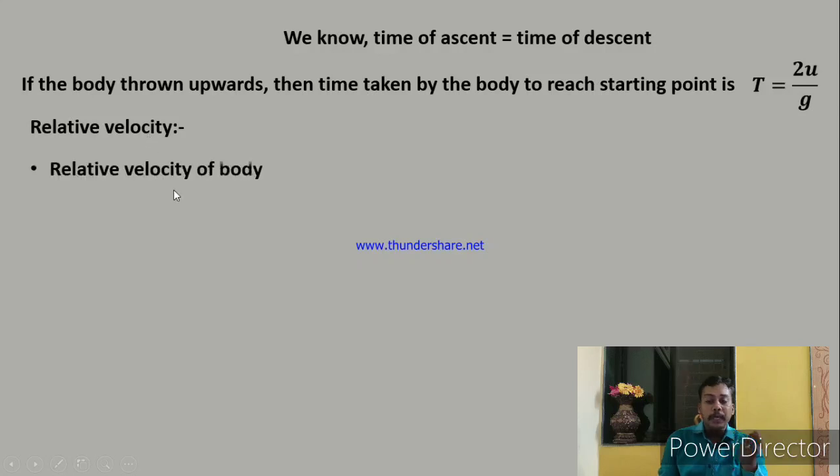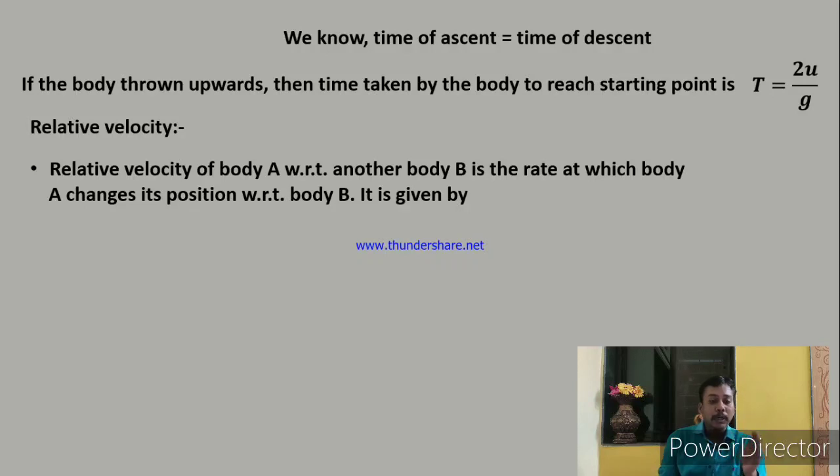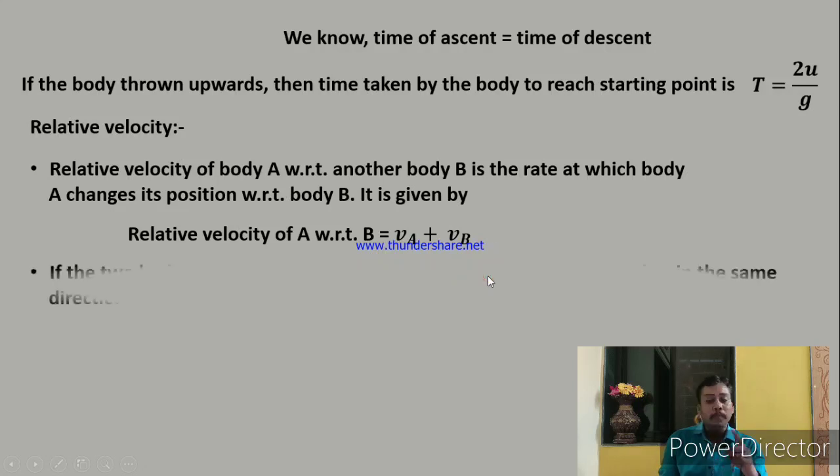Now the next topic is relative velocity. The relative velocity of a body A with respect to another body B is the rate at which body A changes its position with respect to body B, and it is given by the relative velocity of A with respect to B = VA - VB, where VA is the velocity of body A and VB is the velocity of body B.